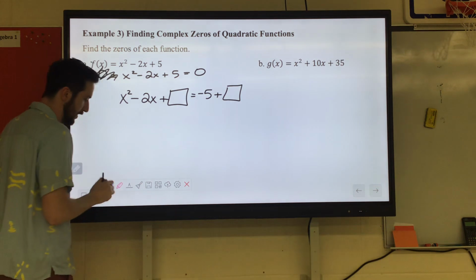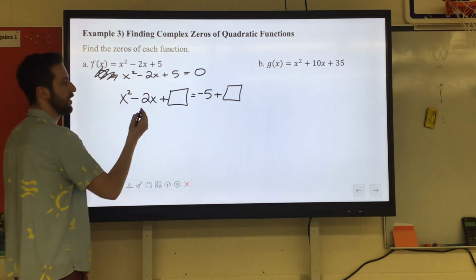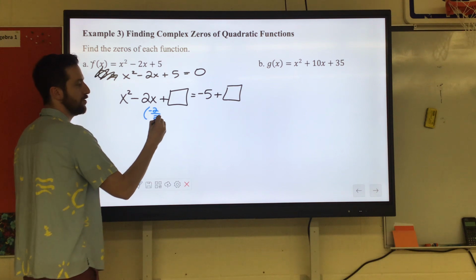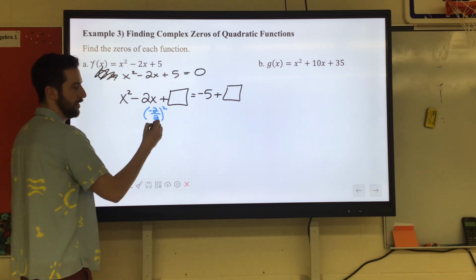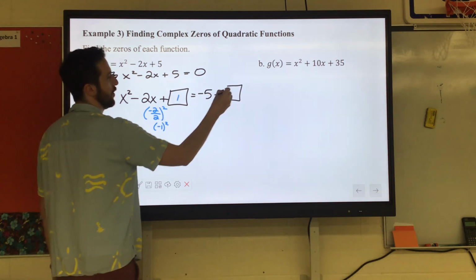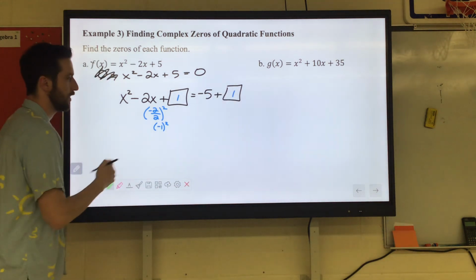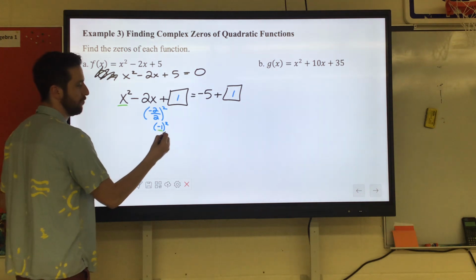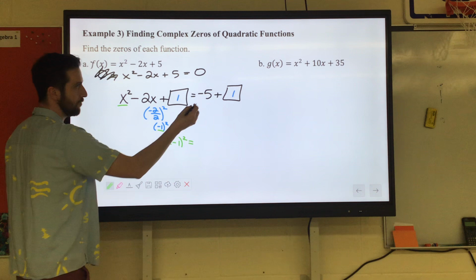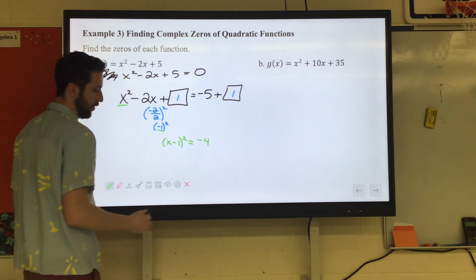So we're going to complete the square here. And remember, to do that, we take our b, which is negative 2 here. We always divide by 2, and then we square it. Negative 2 divided by 2 is negative 1. Negative 1 squared is positive 1. So the left side would factor to x minus 1 squared. The right side comes out to negative 4.